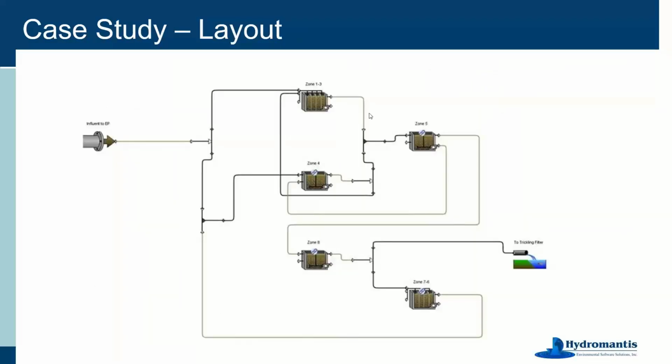So we implemented the flow pattern in the previous slide in the GPSX, and here's the GPSX layout. The influent wastewater goes into zone number 1 and 4 and exits from zone number 8 to the trickling filter. As mentioned before, a backmixing from zone number 3 to 2 was included. It's not shown on this diagram, but it's inside this plug flow object.